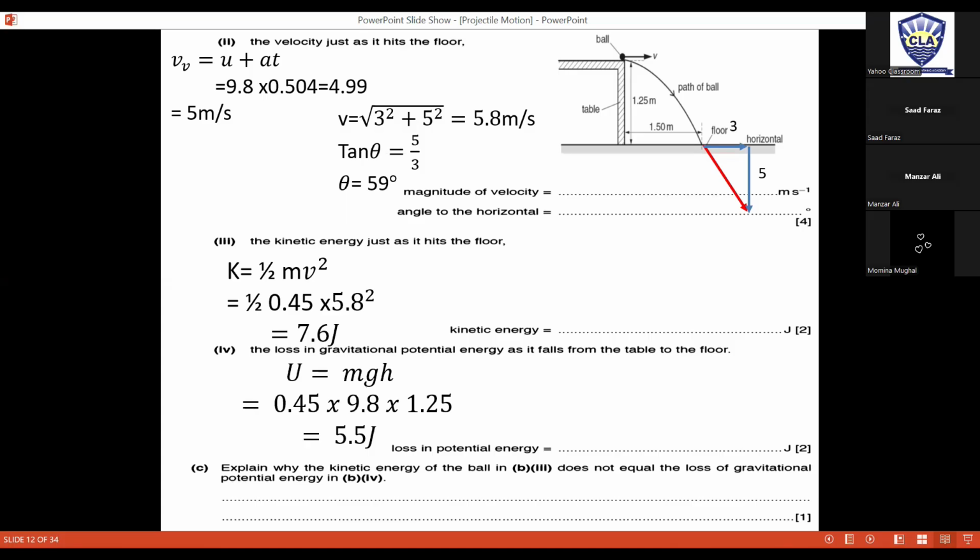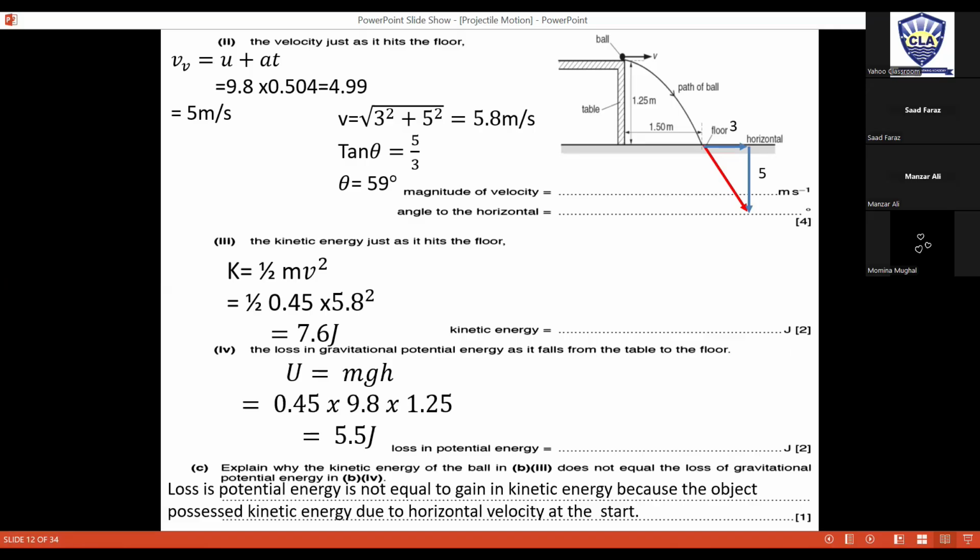Explain why kinetic energy of the ball does not equal the loss in gravitational potential energy. Loss in potential energy is only 5.5, but gain in kinetic energy is greater. Why? Because when it started to fall, it already had some kinetic energy because of the horizontal component of the velocity. So that is why total energy is greater than loss in potential energy, because before the fall, it already possessed some kinetic energy because of the horizontal component of the velocity.